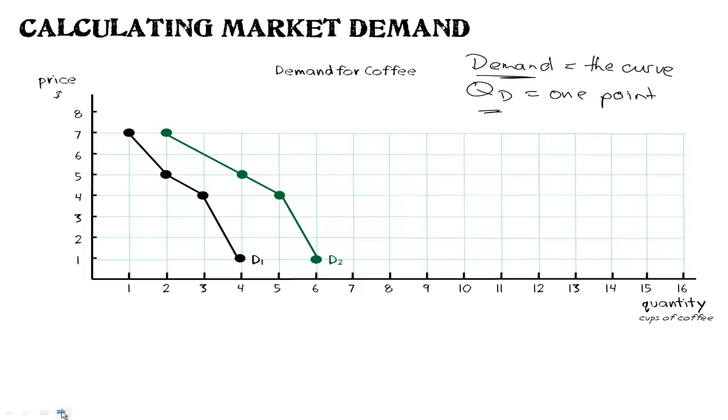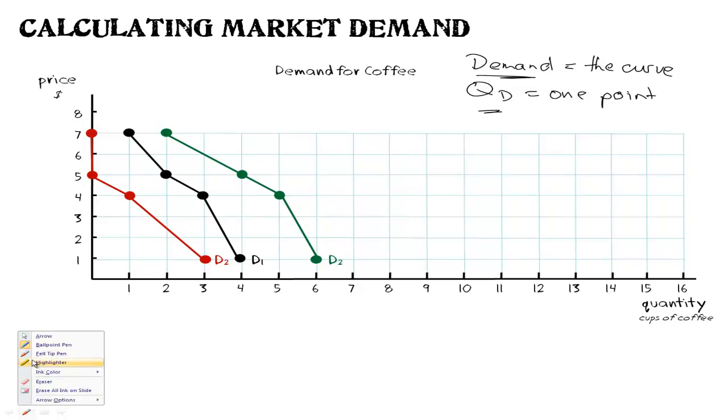And let's add in a third person. Now this person doesn't particularly like coffee, so at $7 or even $5 they wouldn't buy any coffee, whereas at $4 they'd buy 1, and at $1 they'd buy 3. And we're going to assume that in this market these are the only consumers in the market, because remember, market demand is the demand of all consumers in the market.